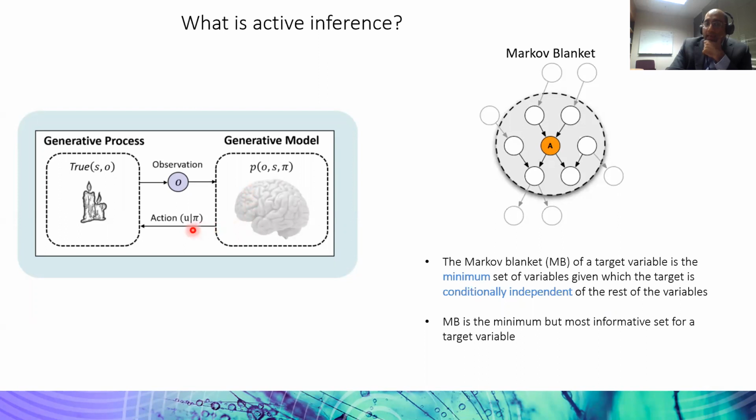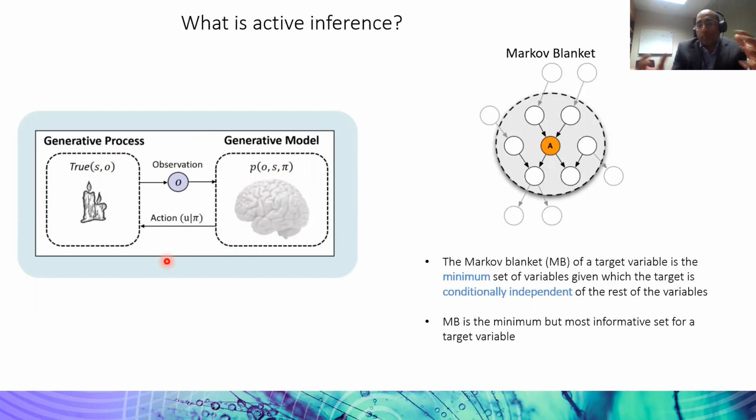Here I have something. So this is what we call an action perception cycle. I just wanted to introduce you to a few key ingredients, and then I will try to put them together, what I mean by this.